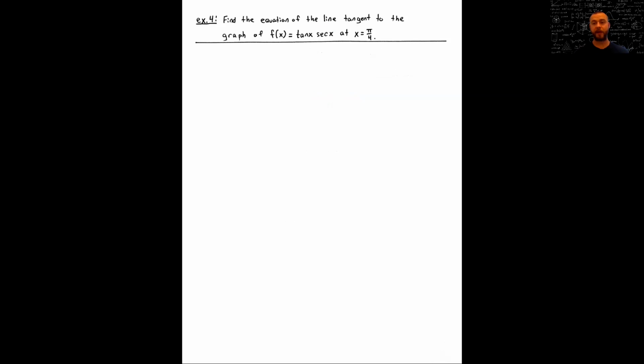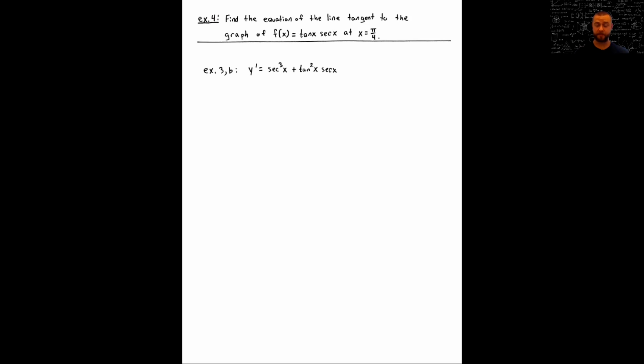Okay, now let's go back to a question we haven't maybe talked about in a while. Let's find the equation of a tangent line. Okay, and this one might look familiar. It is basically part B from the previous example. So we have here our answer from example 3, part B. The derivative, y prime, was secant cubed of x plus tangent squared of x times secant of x. Now, the only thing that changes here is our function isn't called y, but it's called f of x.